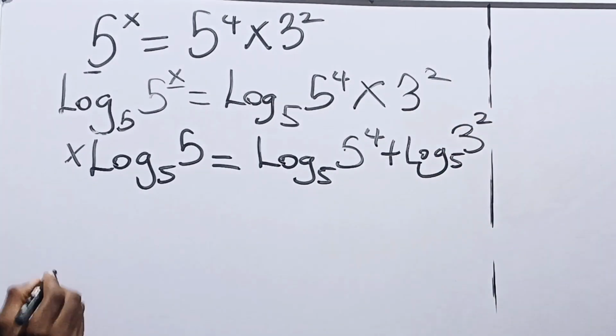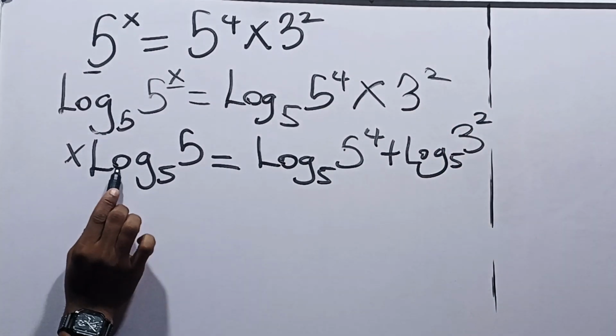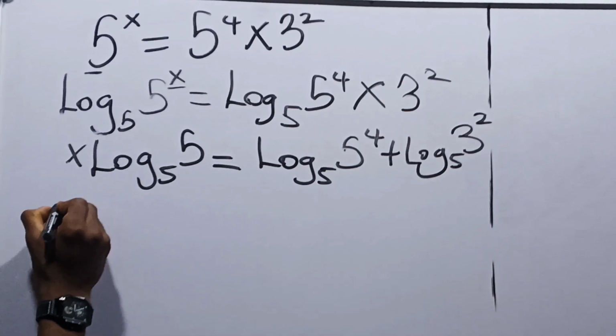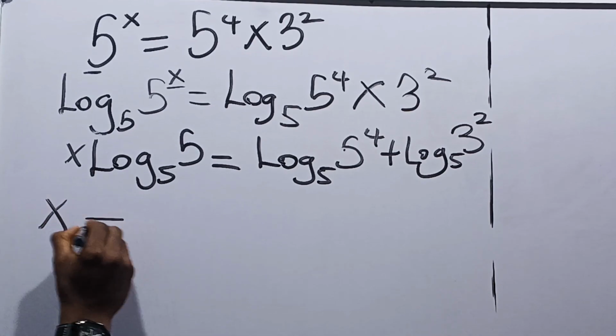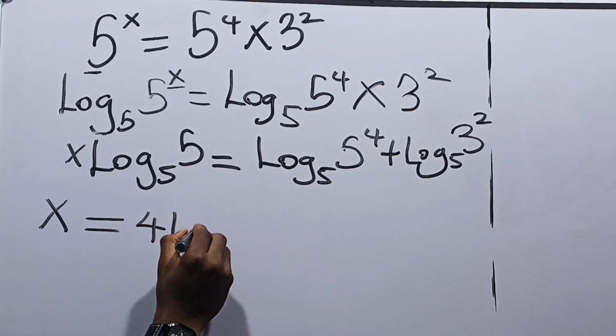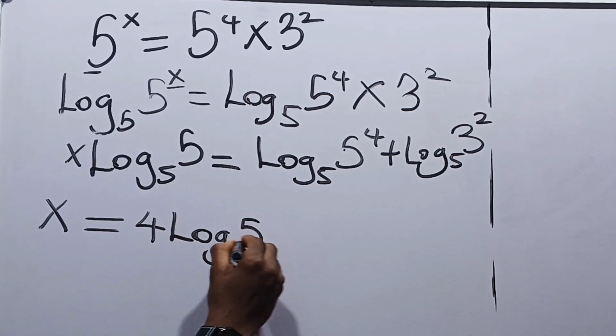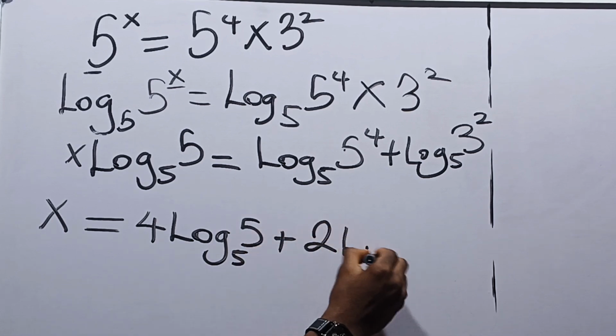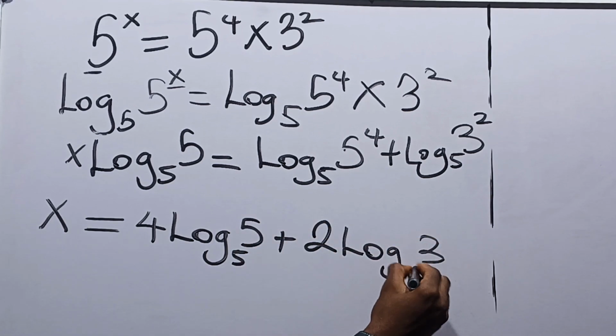Now from here, the logarithm of a number to its own base is 1. So 1 times x is x, and this is equal to 4 multiplied by logarithm of 5 to base 5 plus 2 multiplied by logarithm of 3 to base 5.